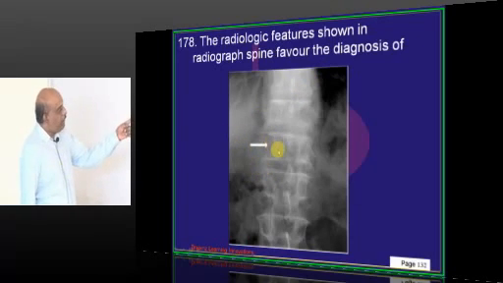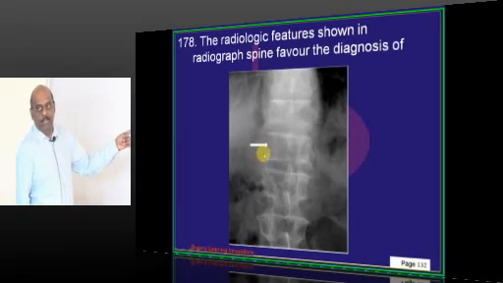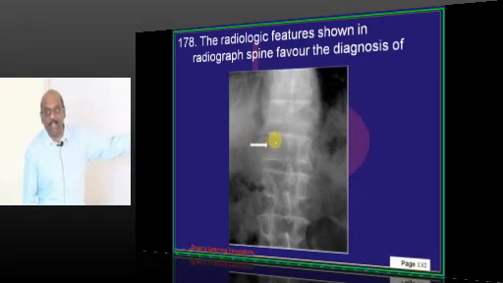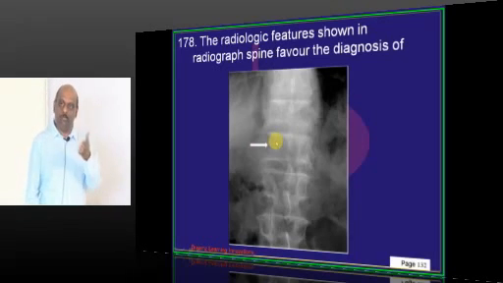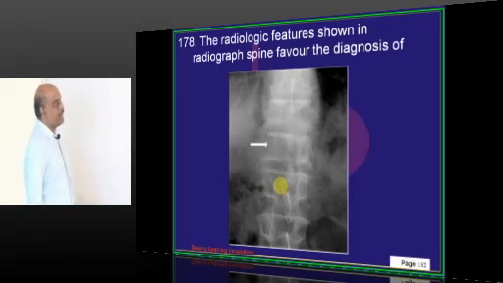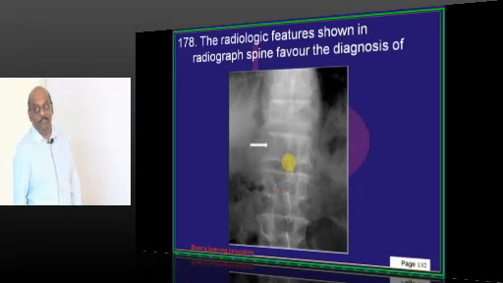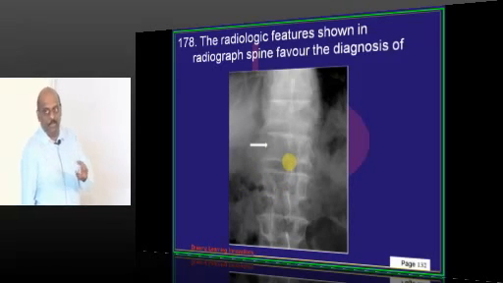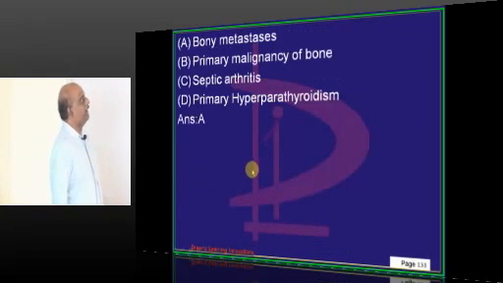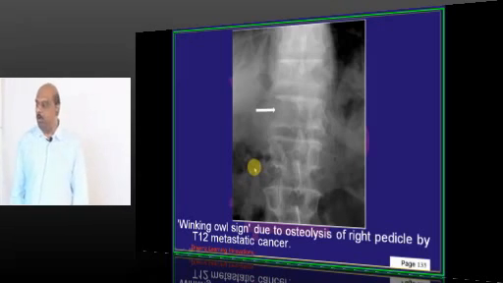Then what is this radiological feature in favor of? You can see the involvement of the pedicle. It's called the winking owl sign in radiology, which favors that there is a metastatic lesion to the vertebrae rather than a primary bone malignancy of the spine. So it is a case of metastatic destruction of the vertebrae. Metastasis, destruction of the vertebrae is what you need to remember. Winking owl sign.